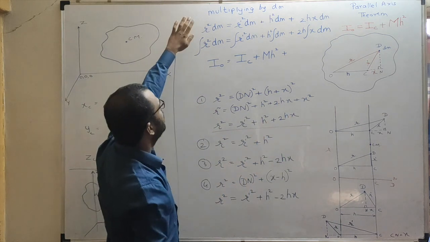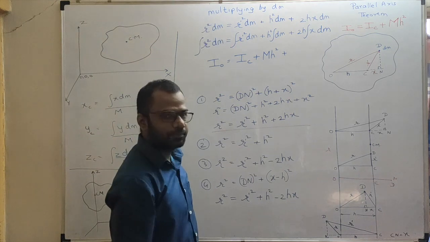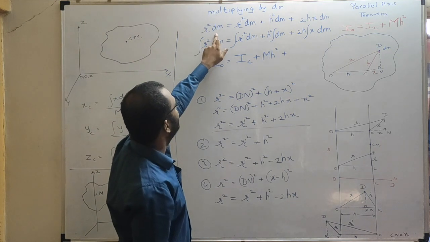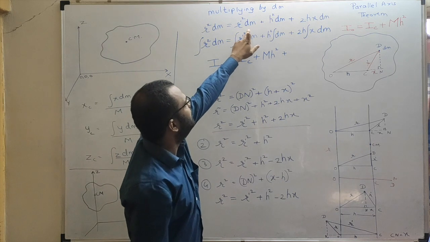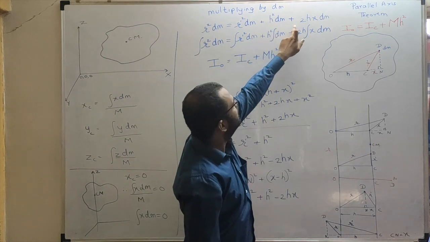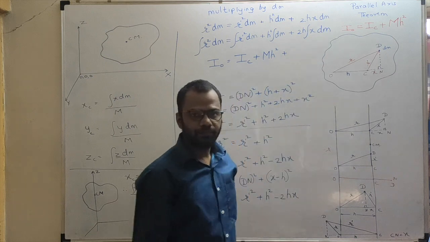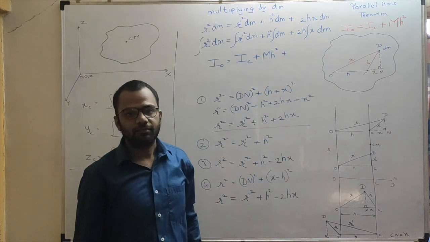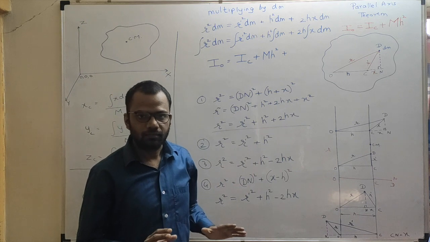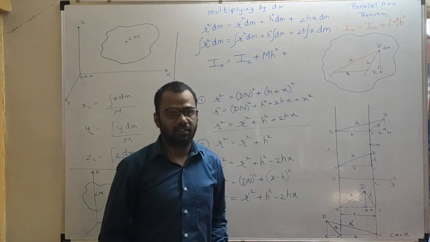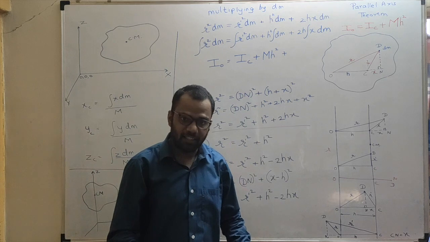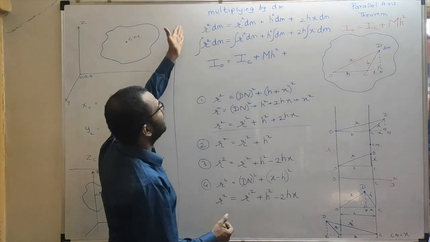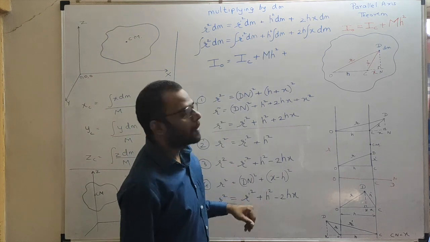Now what I am doing over here is multiplying by dm throughout. So for each and every equation, I can do this: r square dm is equal to r dash square dm plus h square dm plus twice hx dm. So I have got this equation for each and every particle. Now I will add all these equations. Adding all those equations means nothing but integrating, or simply you can say integrating the above equation. So you get this result.